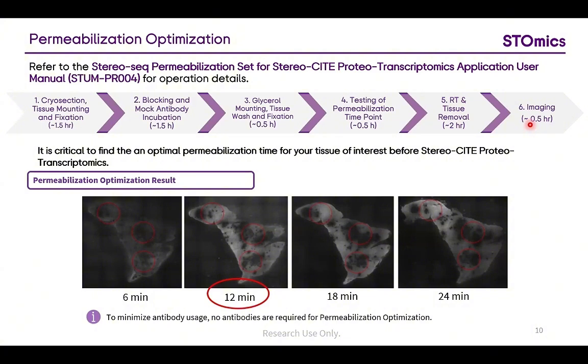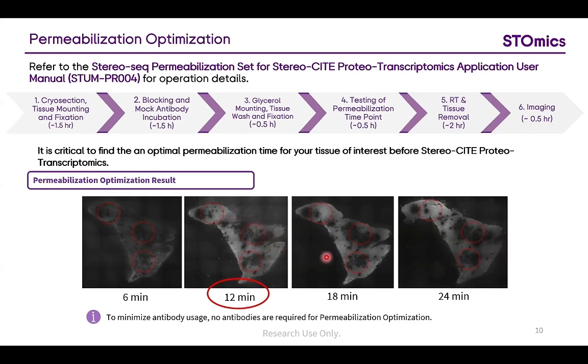And here is an example of our permeabilization optimization. The gold standard for finding the best time for your permeabilization is the chip with the strongest signals and finer details in the tissue. The 12-minute one I'm showing here is actually giving the best result. And this is a mouse pancreas. You can see that it gives you the highest signals across the tissue, and also gives you more details.